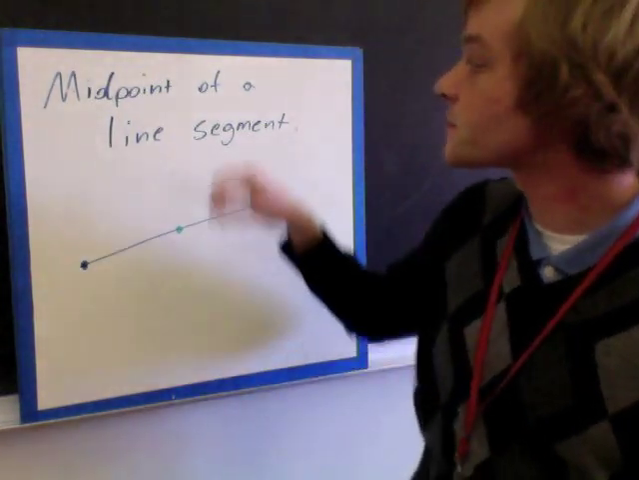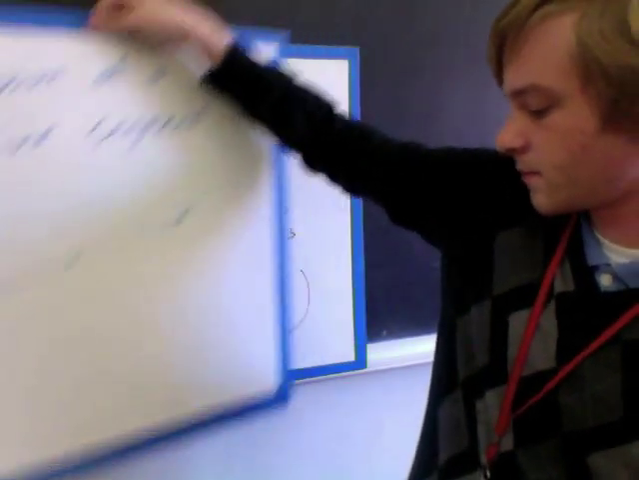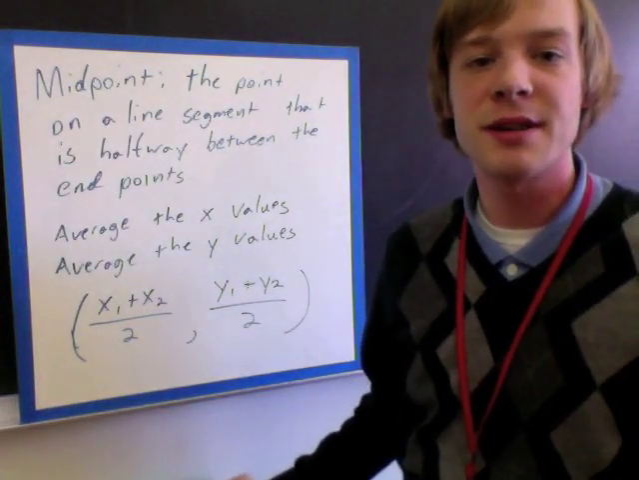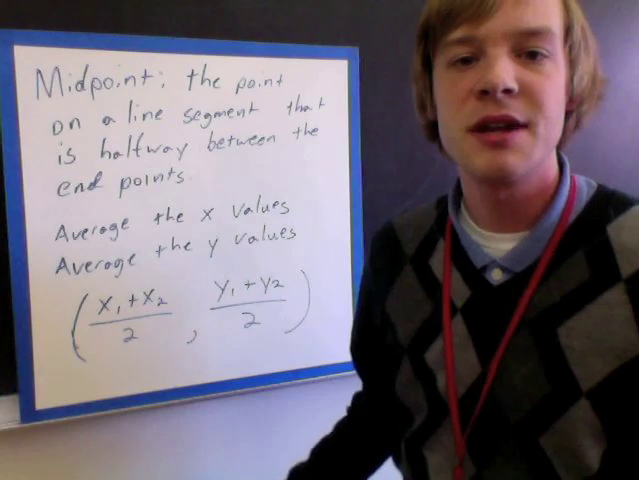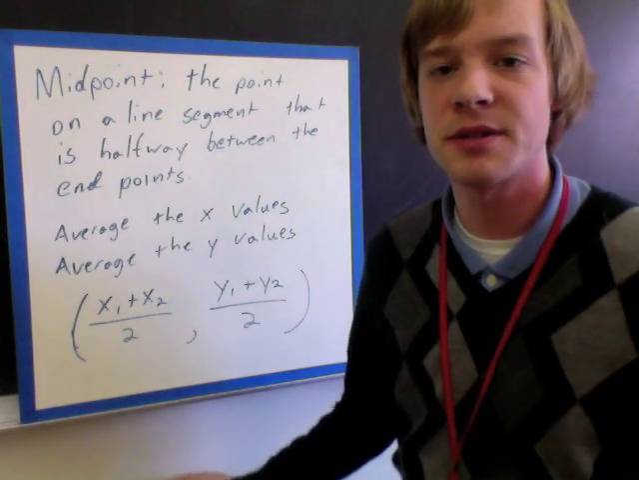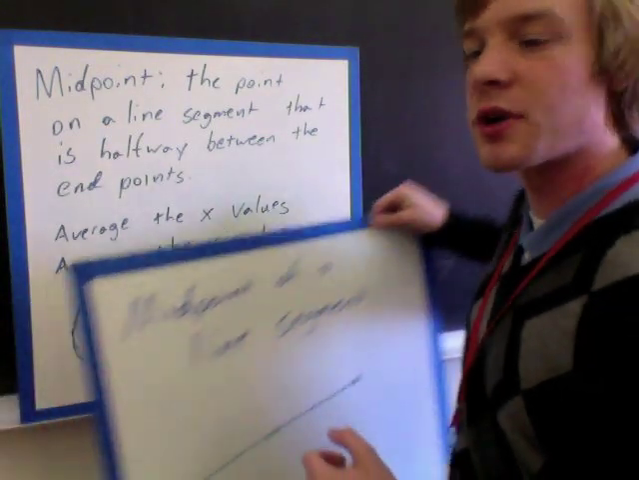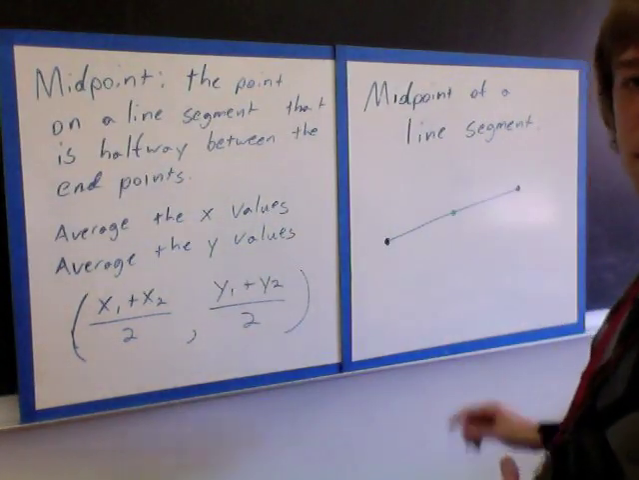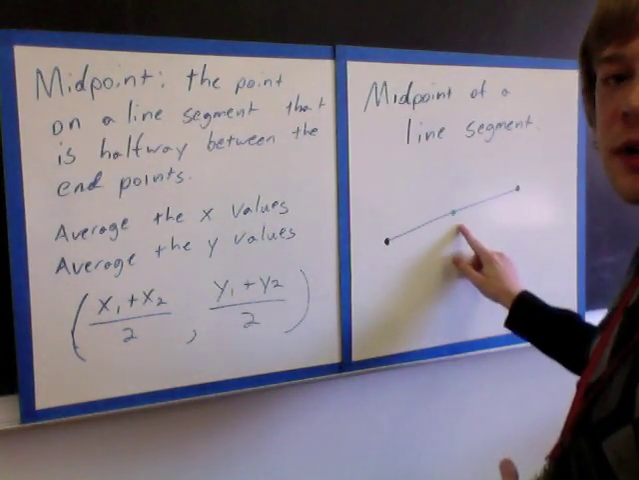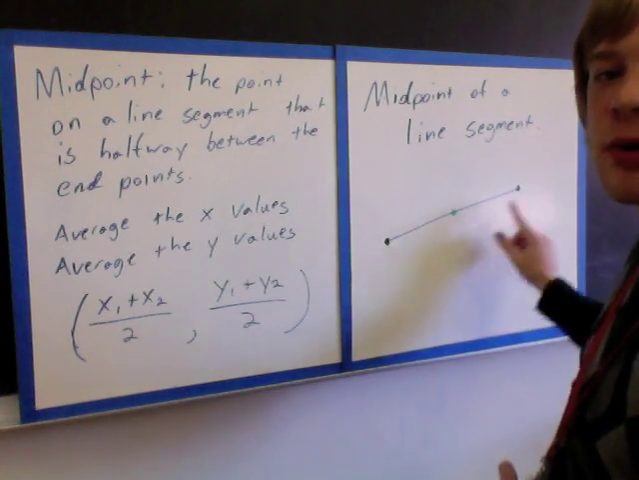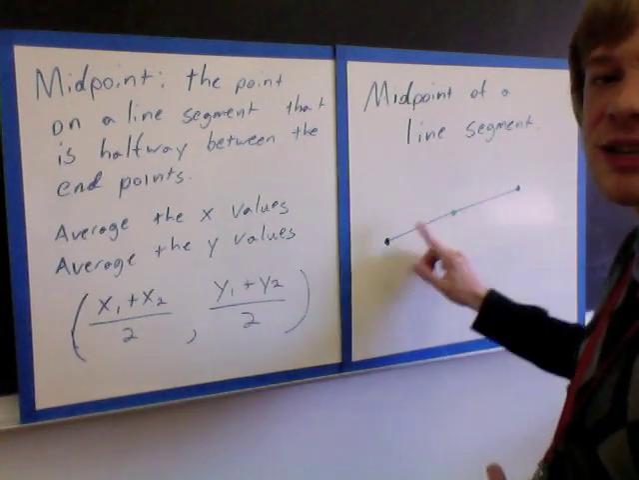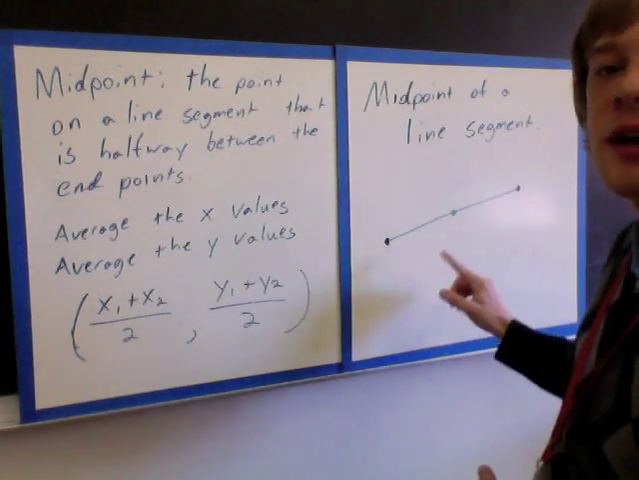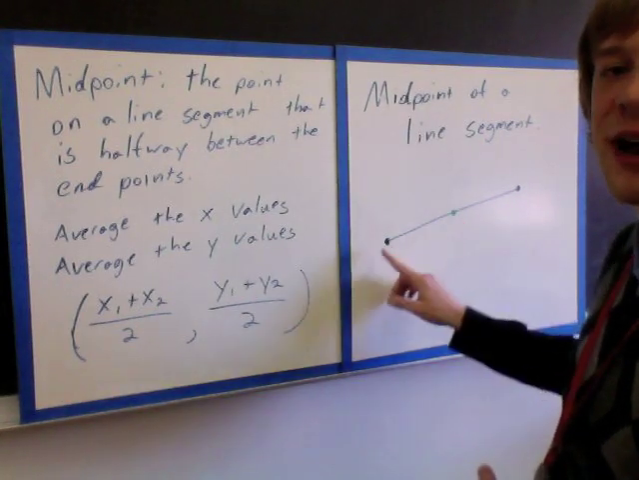Today we are going to be taking a look at how to find the midpoint of a line segment. So first off, a definition. The midpoint is the point on a line segment that is halfway between the two endpoints. And if we look at what I just drew over here, the midpoint is this dot that's in green, and the two endpoints are these two points on either end of the line segment. So the endpoints obviously end the line, and the midpoint is in the middle, halfway between the two.